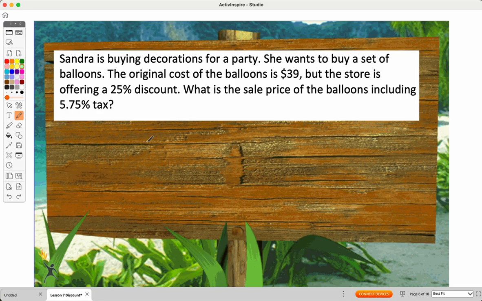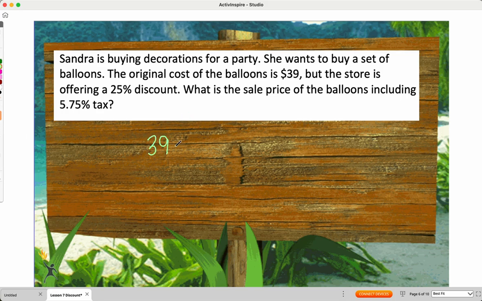All right, so again, we're going to set this up pretty similar to the last problem. $39 times 75 hundredths. That's the decimal equivalent of our total price after the discount. This time, instead of multiplying by 1.07, it's 1.0575. So let's figure this out. 39 times 0.75. So they're going to pay $29.25. That's going to be the discounted price. Now she's going to have to pay her tax on top of that.